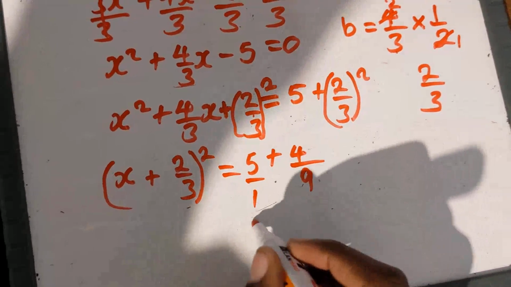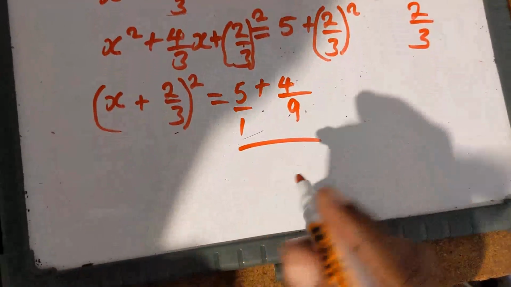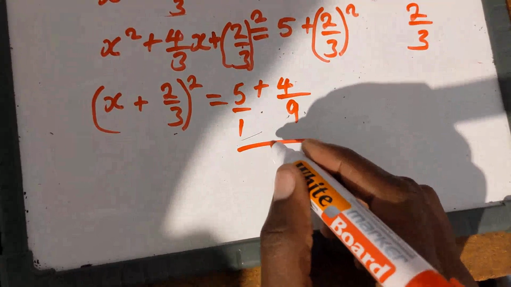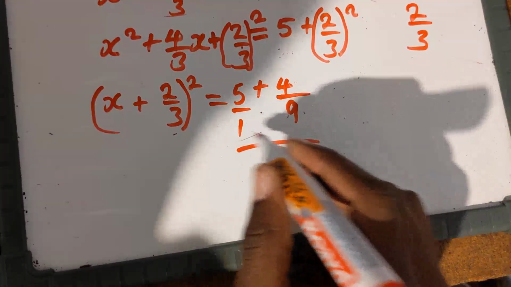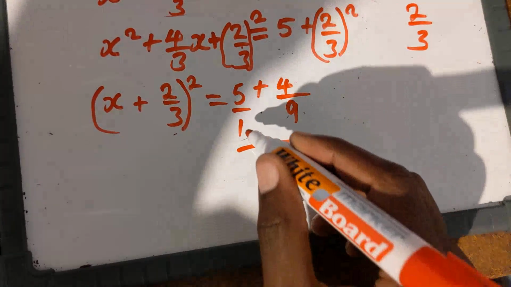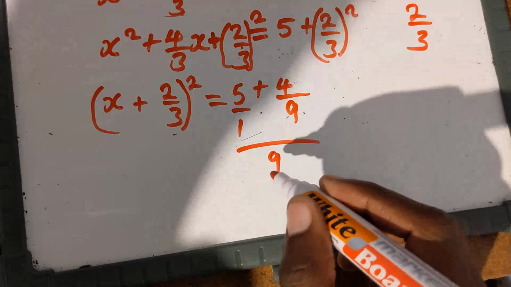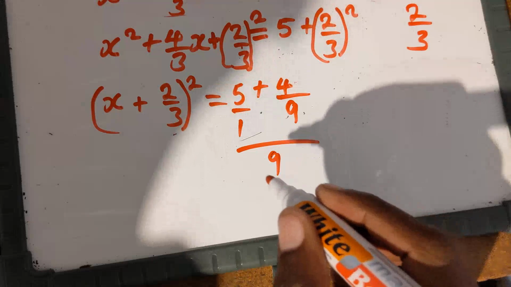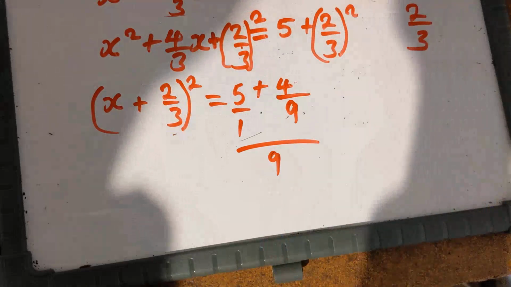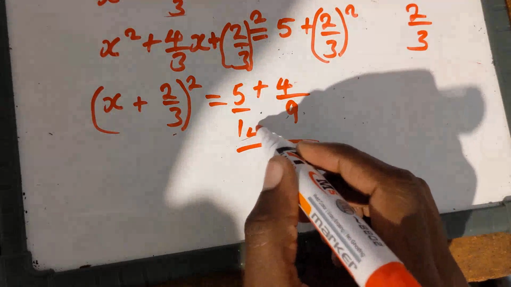Then this is just a fraction. You can solve it. So this is going to be a 9, that's the common denominator. Then 1 into 9 is 9. Then 9 times 5, it's 45.